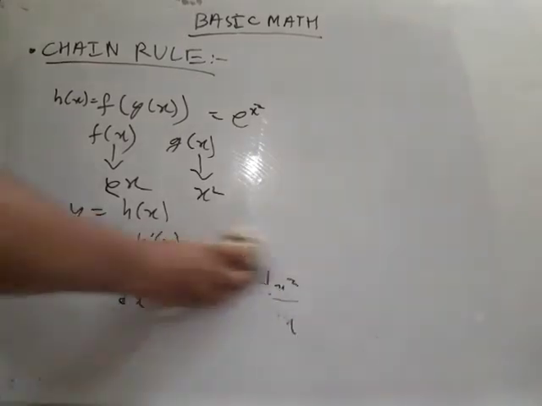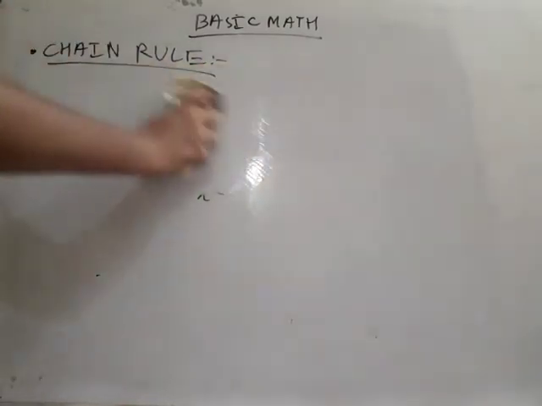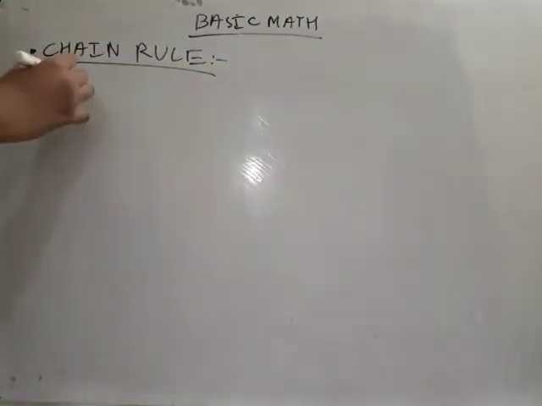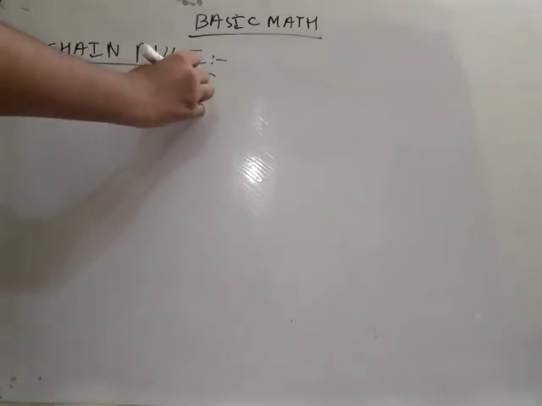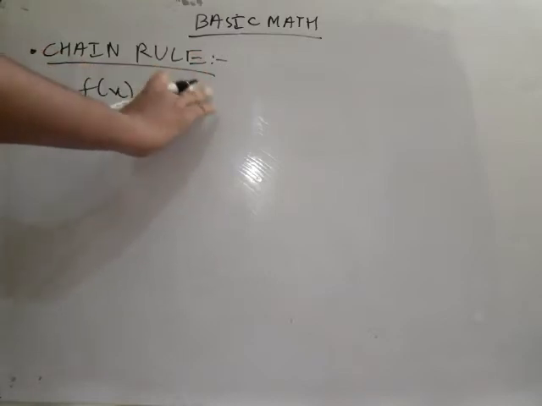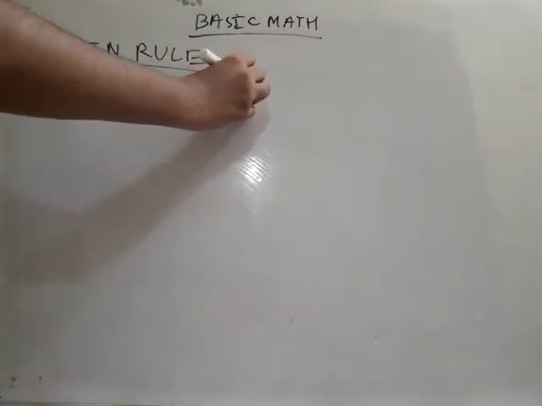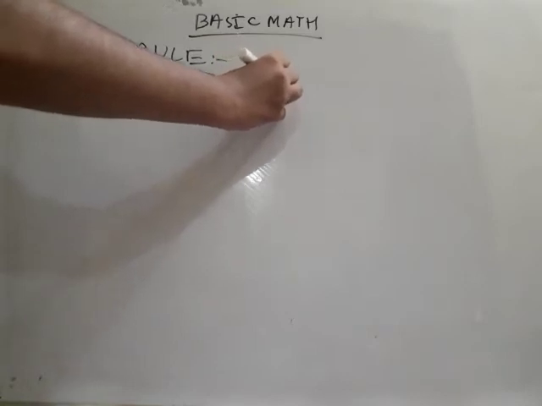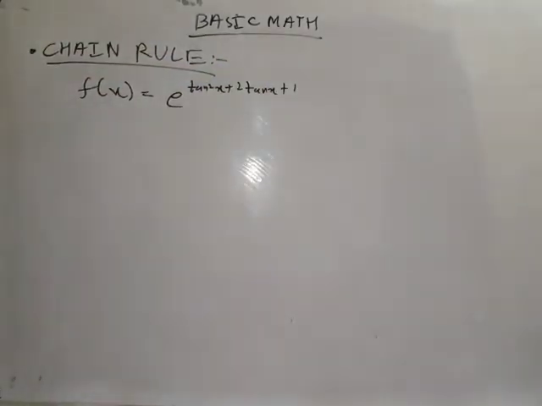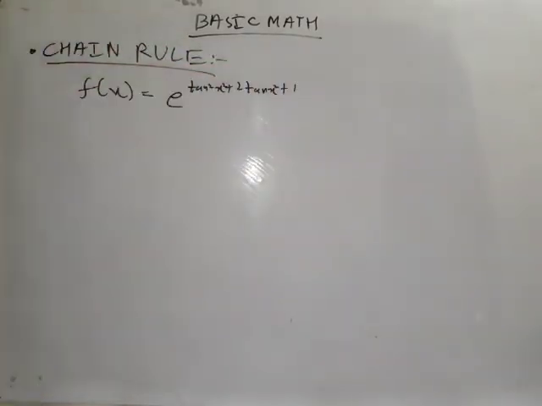Now this was a simple example. Suppose we have been given a function f(x) equal to e to the power tan square x square plus 2 tan x square plus 1.